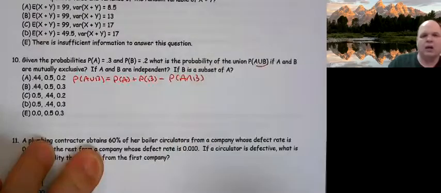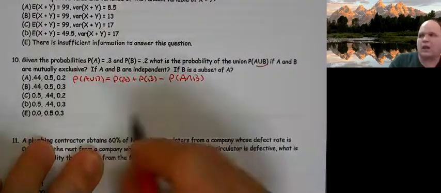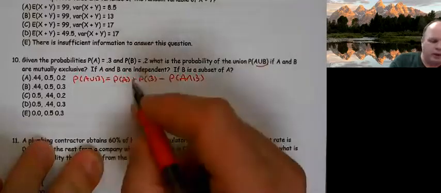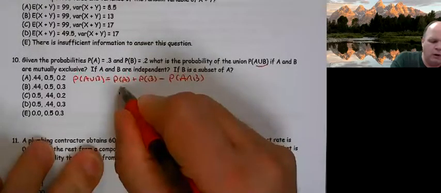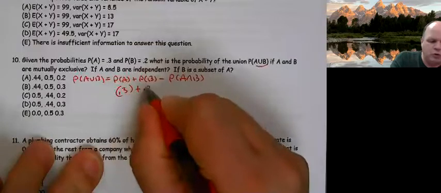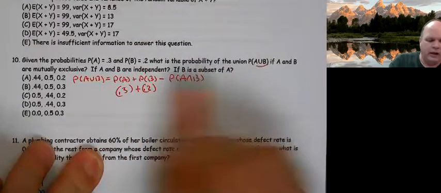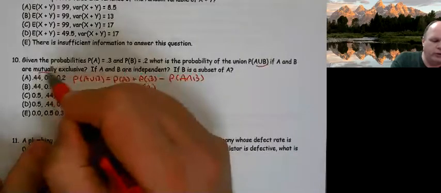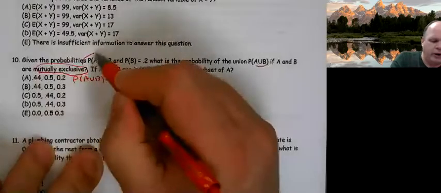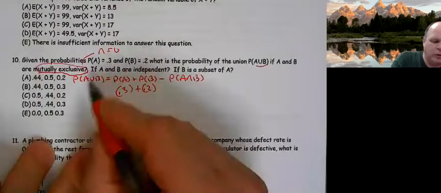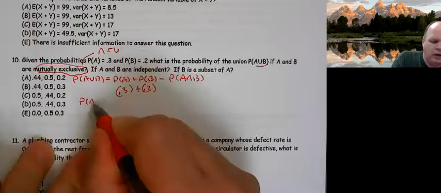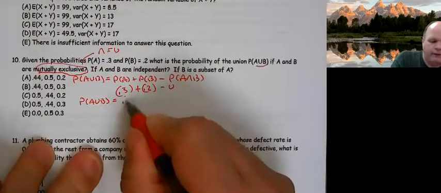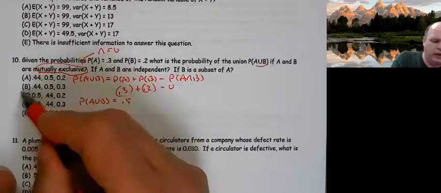and B. All right, so A is 0.3, B is 0.2. But if they are mutually exclusive, that means our intersection is 0. So the probability of A union B for the mutually exclusive is just 0.5. All right, so now we're looking at either C or D.